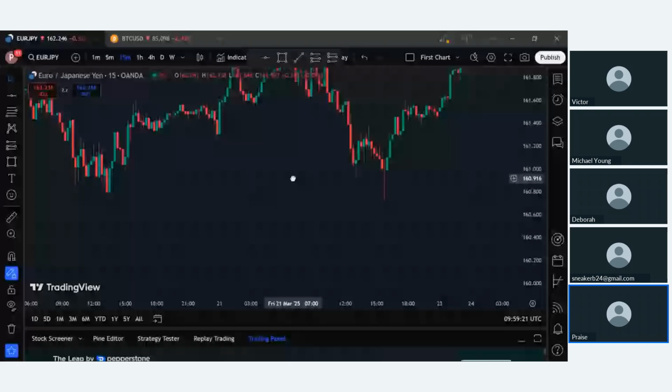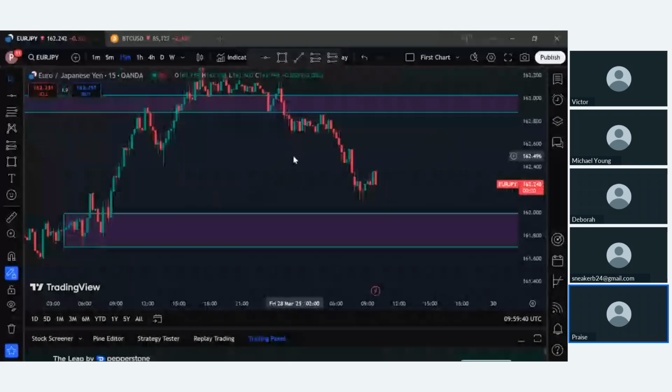So in that case, before you take any entry, you want to also wait for confirmation. Don't just take an entry the moment it gets to the zone. You want to also wait for the market to give you some kind of entry confirmation. So once it gives you that entry confirmation, then you can take your entry, and then you can just park that particular trade. Did I answer your question?